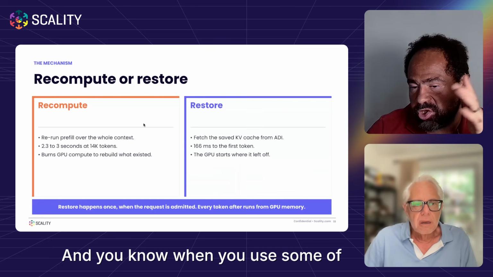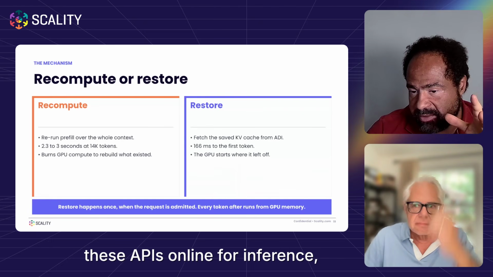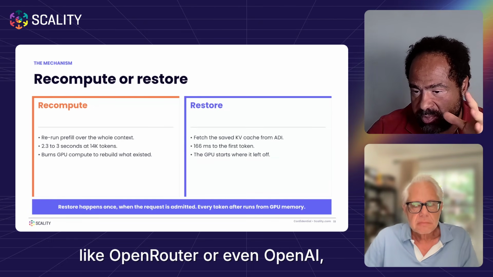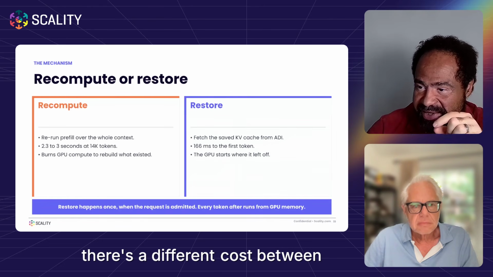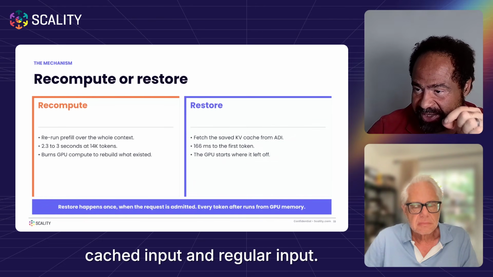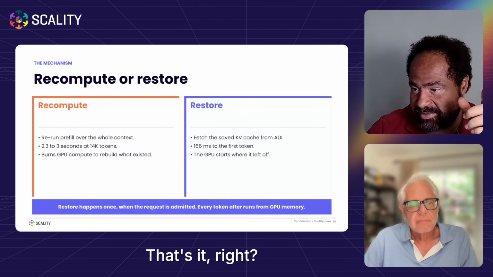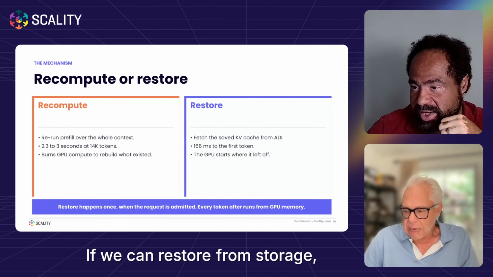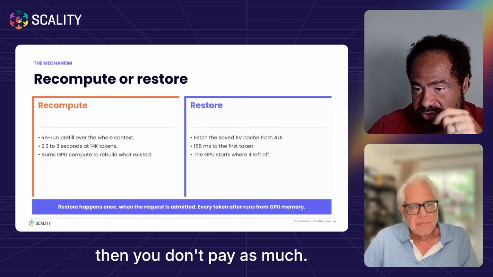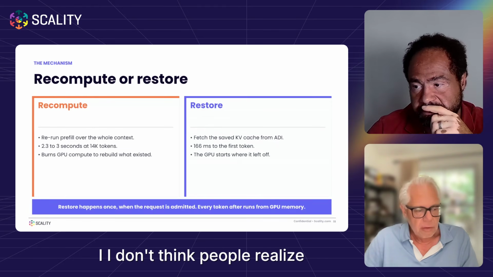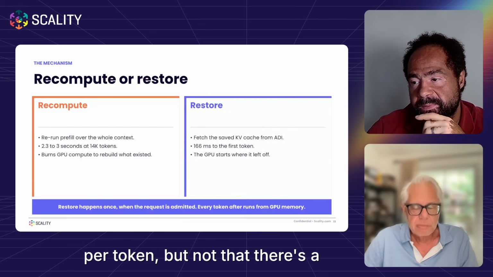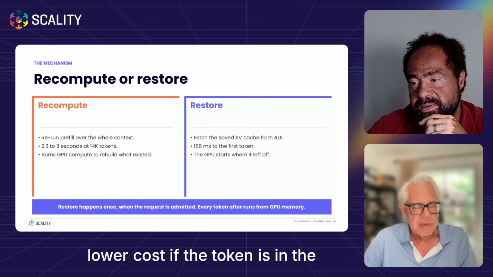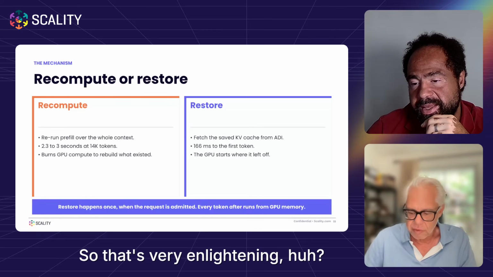Yeah. And when you use some of these APIs online for inference, like OpenRouter or even OpenAI, there's a different cost between cached input and regular input. Yeah, that's exactly what we're talking about. If we can restore from storage, then you don't pay as much. It's amazing. I don't think people realize that. We all knew that there was a cost per token, but not that there's a lower cost if the token is in the cache. So that's very enlightening.